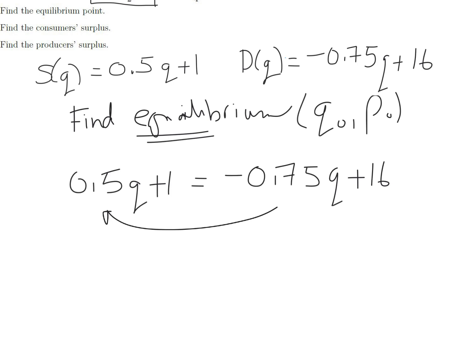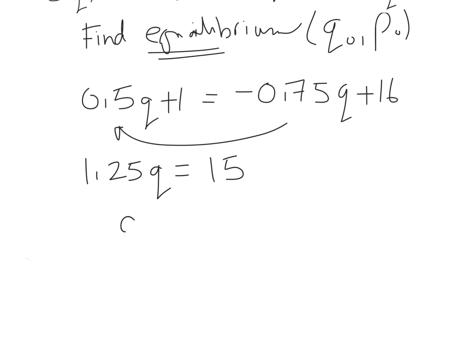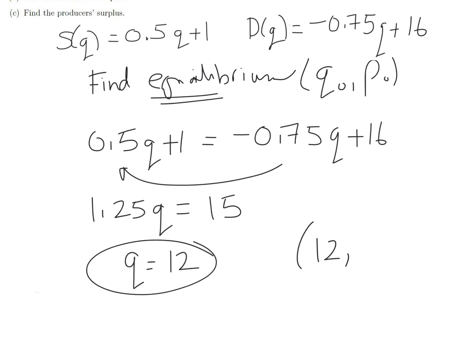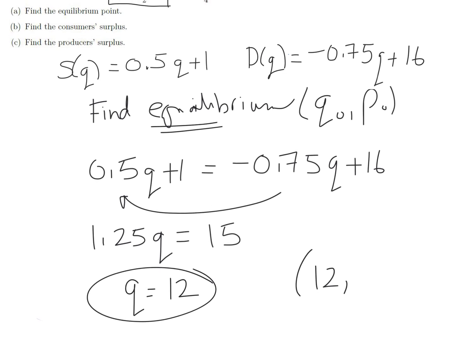So if I have 75 cents and 50 cents, I should have 1.25 Q on that side? Yeah? And then 16 minus 1 is 15 on the other side? Q is 12, yeah? Okay. So if Q is 12, that's our first point.